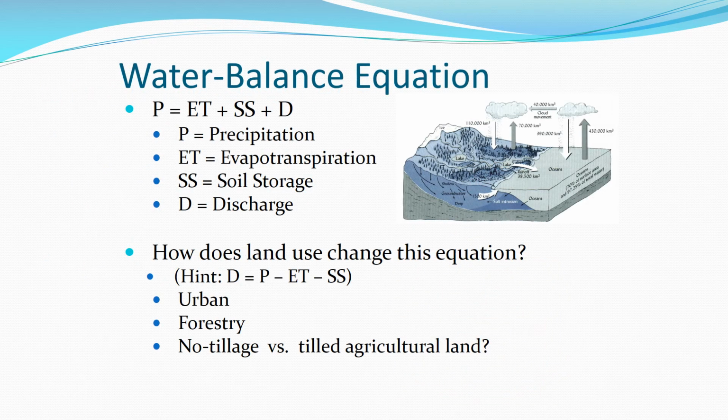So we have a water balance equation where essentially precipitation is a function of evapotranspiration and soil storage and discharge. So where does land use change this equation? Essentially, discharge is what is influenced by land use. How we manage our land is going to completely change discharge points. So how it's used in an urban setting, how it's used in forests, even no-till versus tilled agriculture land could possibly have a play in this.